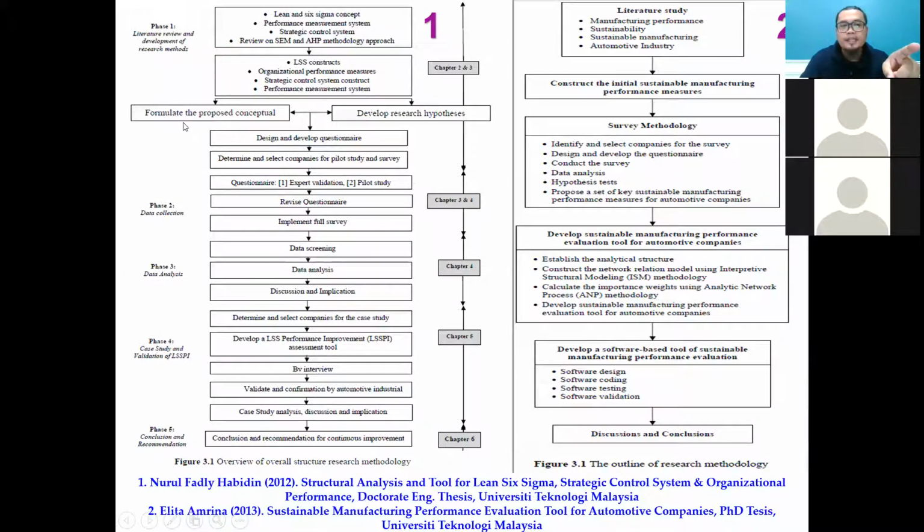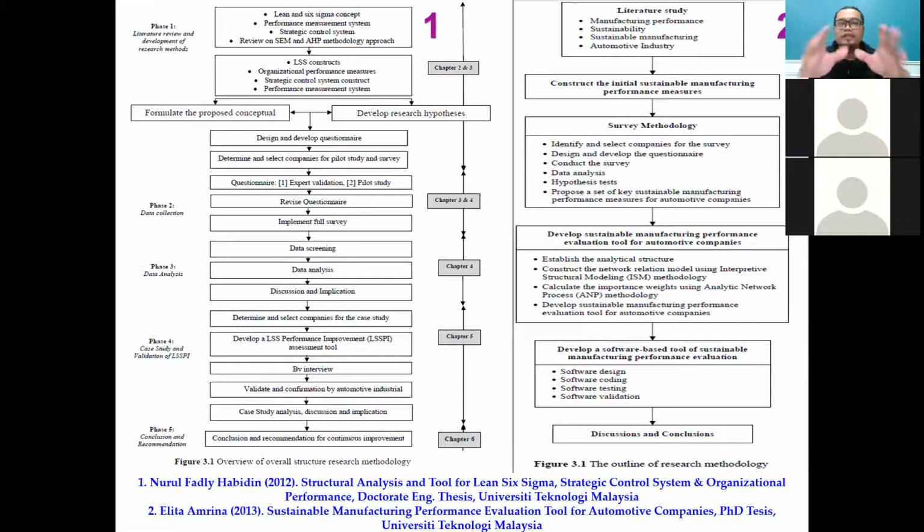For example, phase 1, literature review and development of the research method, represents answering your chapter 2 and chapter 3. But your phase 2, data collection, represents your chapter 3 and chapter 4. And data analysis for phase 3 covers chapter 4, phase 4 case study and validation refers to chapter 5, and conclusion and recommendation is chapter 6. It doesn't matter how many chapters you have.